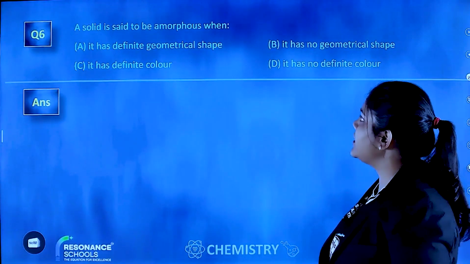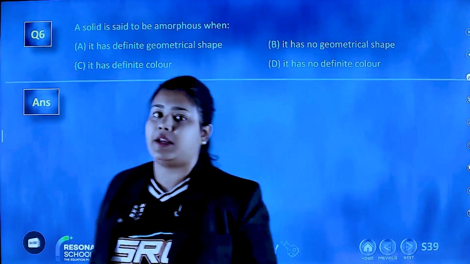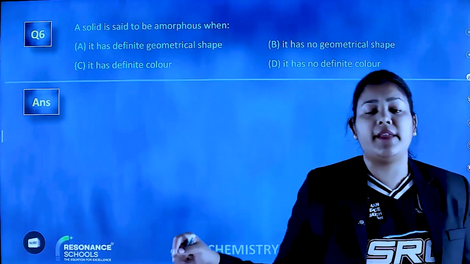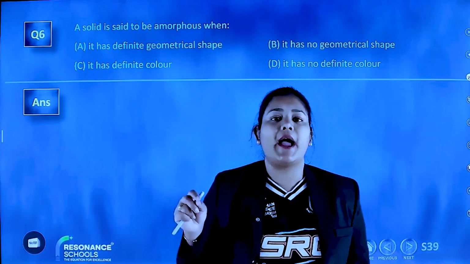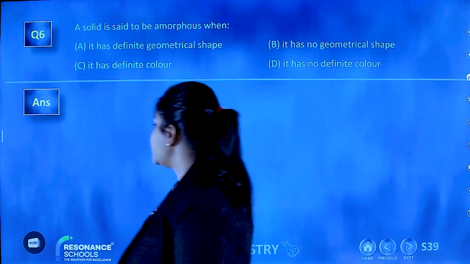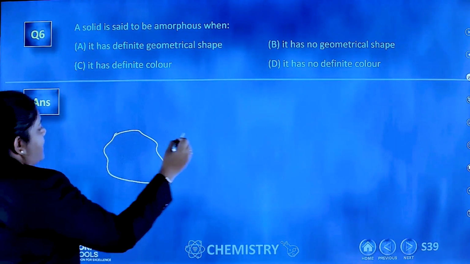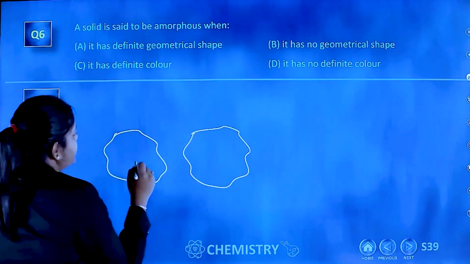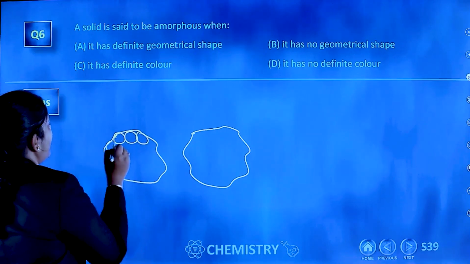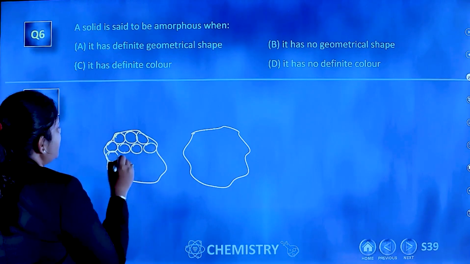Coming to question number 6: a solid is said to be amorphous when? Can you please tell me the meaning of amorphous solid? This also I had covered in the last class. First of all, what is a solid? Suppose I have some space. When atoms in that space are closely packed, it is a solid.